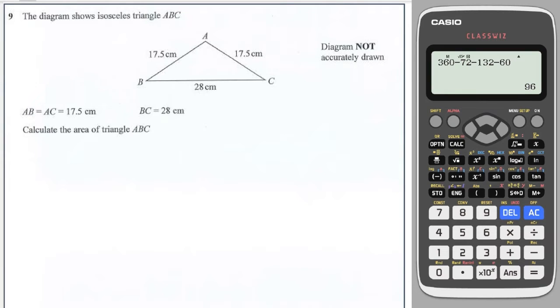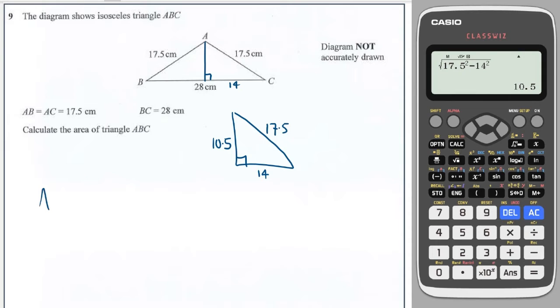Okay, question number 9, calculate the area of this triangle. I can split it down right here and get a right angle. That side will be 14. So I get 17.5 and 14. And I can use Pythagoras' theorem. So the square root of the hypotenuse squared minus the short side squared is going to give me the other short side, which is 10.5.